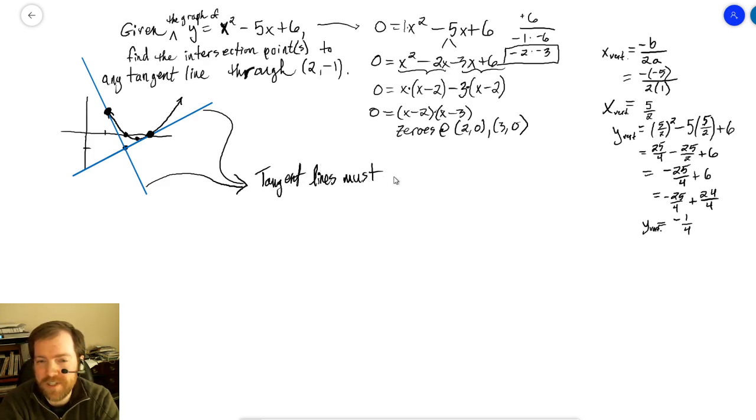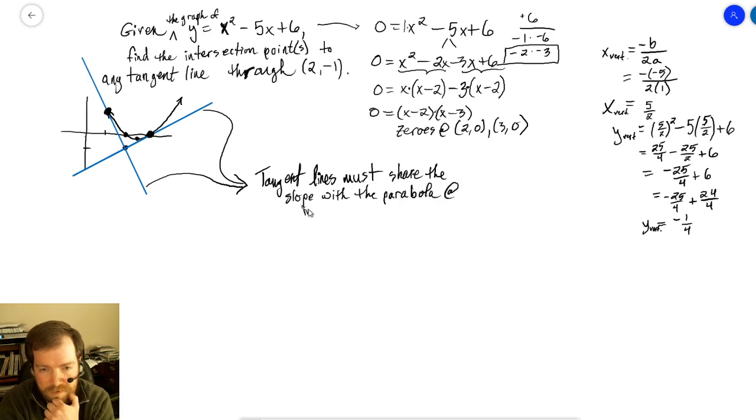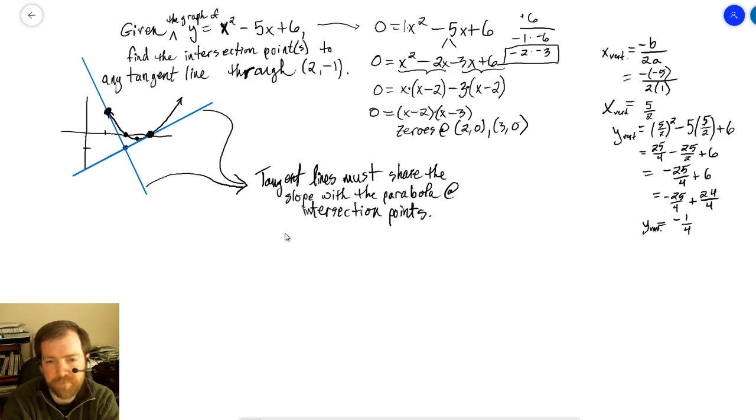So we know that these two points are going to be connection points for our tangents, and that does mean that the tangent lines must share the slope with the parabola at intersection points. Because the tangent lines have to share the slope with the parabola, using calculus, the slope of the parabola is going to be y prime, which you had already figured out.